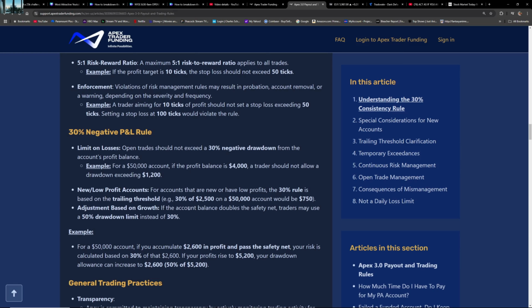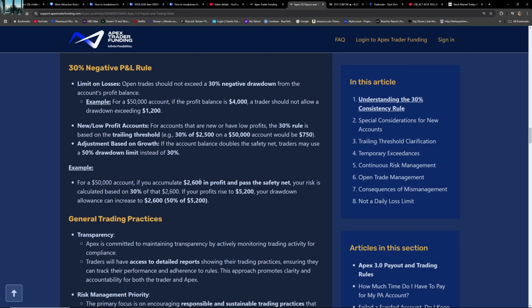Adjustable base growth. If the account balance doubles the safety net, traders may use 50% drawdown limits instead of 30%. So once you get to $5,000, then you can go to 50% drawdown instead of 30%. And once you have $5,000, a 50% drawdown should infuriate you. Example, if you have a $50,000 account and if you accumulate $2,600 in profit, your net safety risk is accumulated by the 30% rule. If you have $5,200 in profit, your drawdown allowance is now $2,600 or 50% of $5,200.